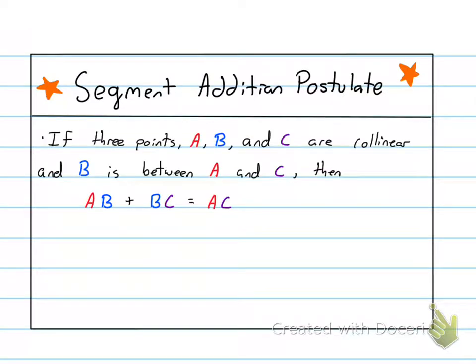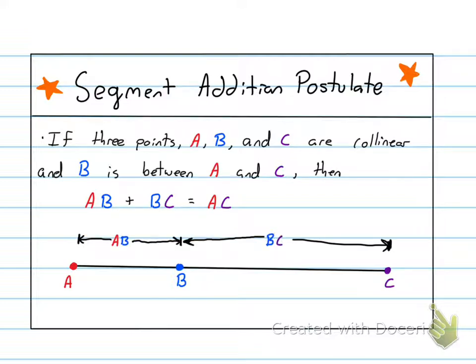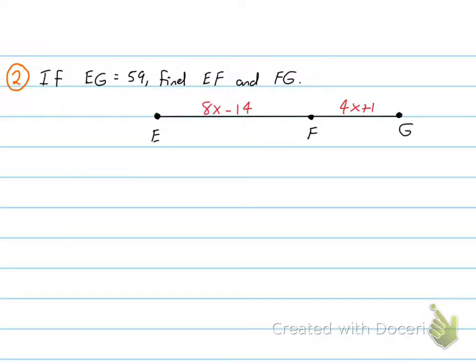If 3 points A, B, and C are collinear and B is between A and C, then AB plus BC would equal AC. So this might make a little bit more sense if we see a picture. So here we have AC, B lies within that line. AB and BC would add up to give you AC. So in the example problem, let's say the whole segment EG equals 59. I want to then find EF and FG.